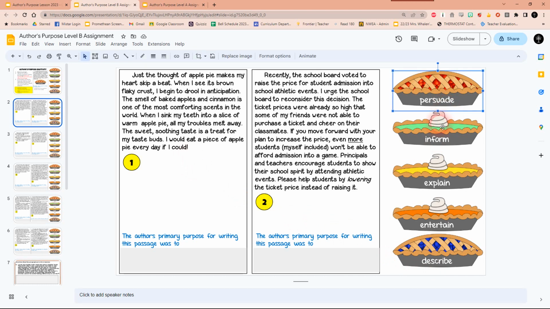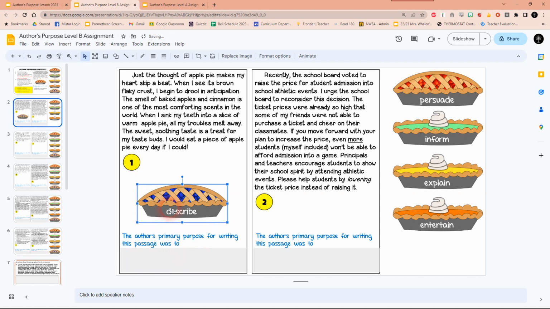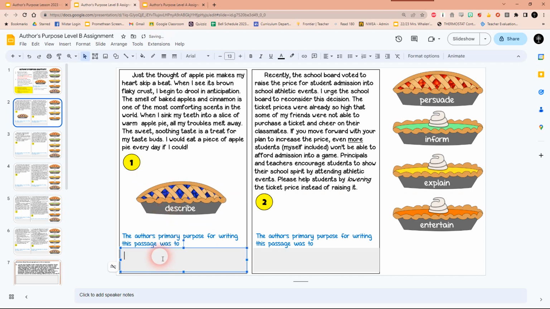They're not persuading. I feel like they're a little bit informing, but they're not really informing, are they? You know what they're doing? They're describing the apple pie. So I'm going to move describe over to there. Oops, I'm sorry, into there. Not down here, guys. My fault. Okay. And down here, I'm going to answer: the author was describing the apple pie.